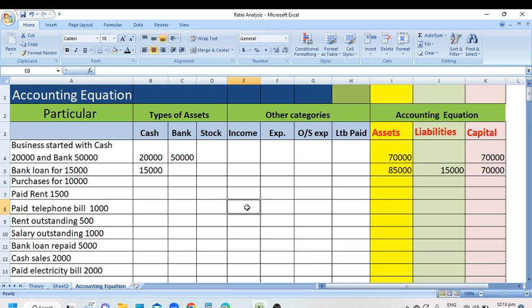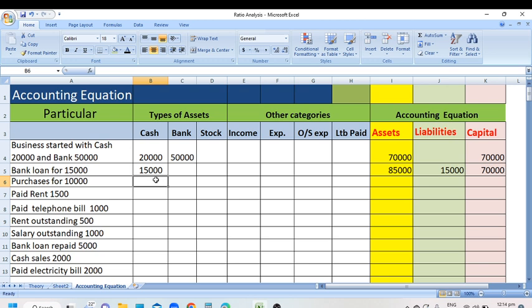Accounting equation, right? This is a key error, right? Okay, so 70,000 plus 15,000 is equal to 85,000. As you know, the asset is equal to liability and capital all the time.